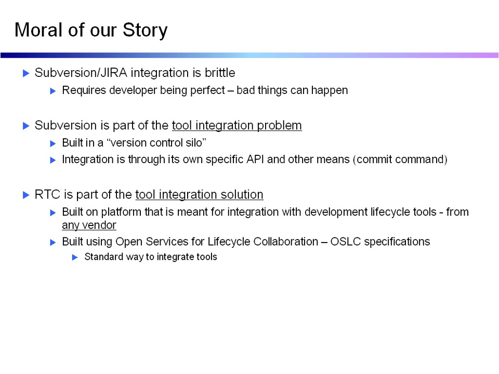So the moral of our story today is that the integration between Subversion and Jira is very brittle. It requires the developer to be perfect, and bad things can happen. And this is just one example of how a point tool, in this case Subversion, is part of the tool integration problem. Subversion was built in a version control silo. Its integration is through its own specific API and other means. And the other means that we showed today was the commit command.